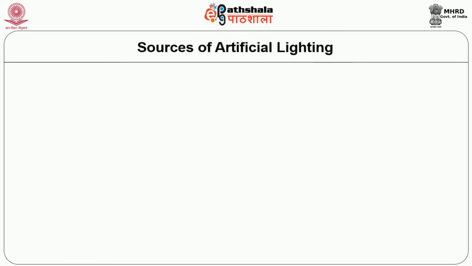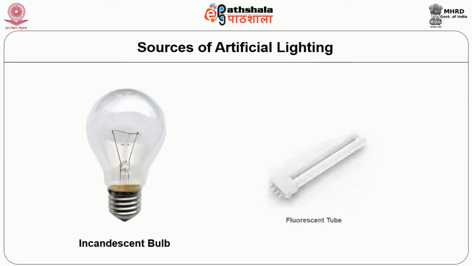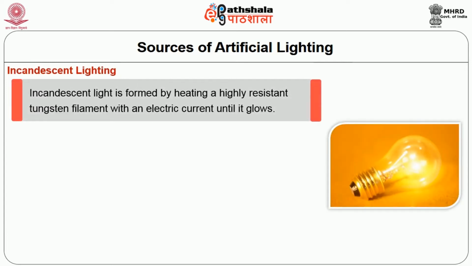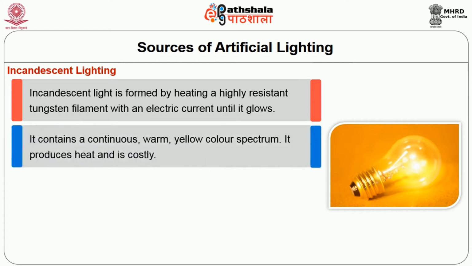Now let us see the sources of artificial lighting. There are two common sources of artificial light, that is the incandescent bulb and the fluorescent tube. First let us see incandescent lighting. Incandescent light is formed by heating a highly resistant tungsten filament with an electric current until it glows. It contains a continuous warm yellow color spectrum.